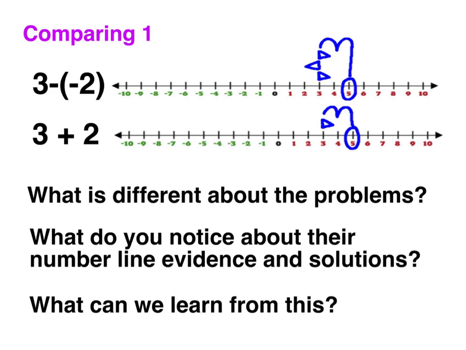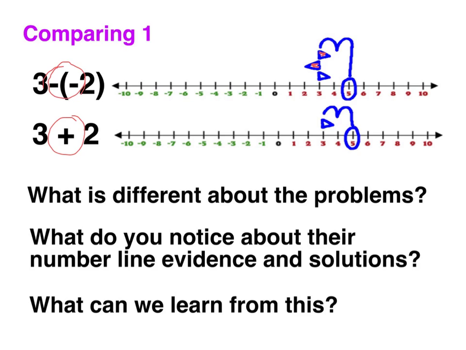Okay, when we are comparing these two problems, what we notice about the difference is, even though they both have the numbers 3 and 2, in the first example we're subtracting a negative, and in the second example we're adding a positive. So we've got opposite things going on. What do we notice about the number line evidence and solutions? Well, because there are the two negatives, we had to flip our arrows twice, but other than that, everything else is the same.